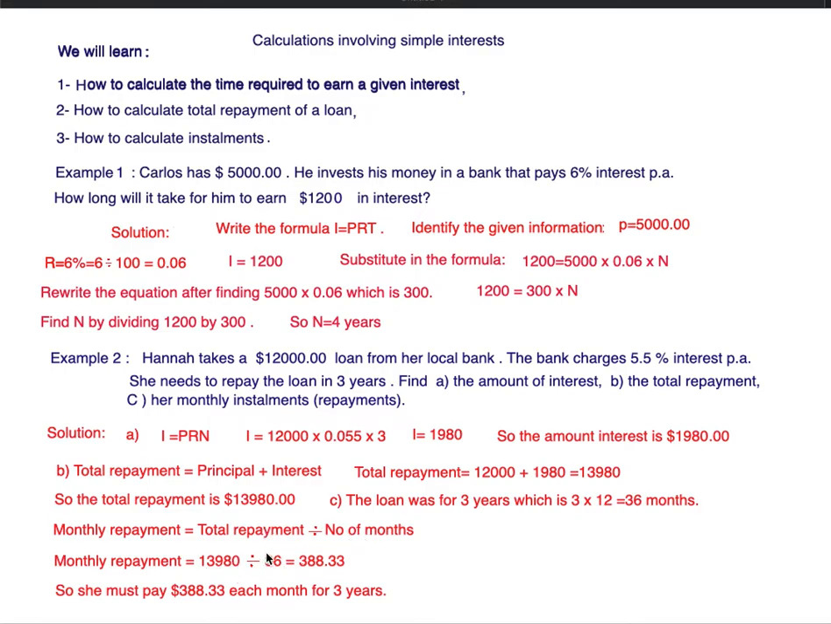13,980 divided by 36 gives you $388.33 per month. So every month she needs to pay that much for 3 years. So at the end of that 3 years, she will not owe the bank any money.